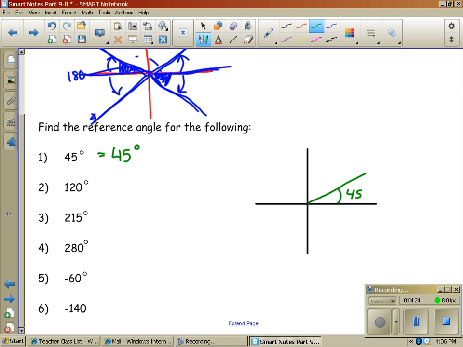Reference angle for 120. It's over here somewhere. The reference angle is the measure of the angle from the x-axis to the terminal side of the angle. So if this is 120, what's this? Well, halfway around the circle, 180 degrees. So if it's 180 to here, 120 to here, the difference here is 60 degrees. So the reference angle is 60.